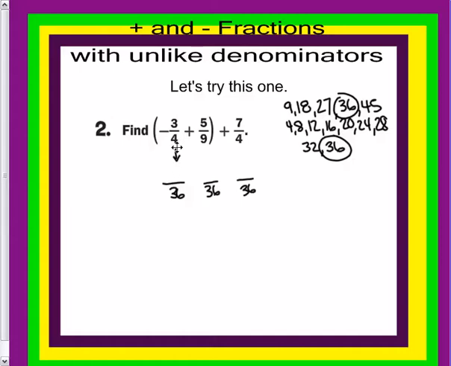So if we take 3/4 times 9, each of them, 3 times 9 would be 27, so that would be a negative 27. If we take 4 times 9, we get 36, so 5 times 4 would be 20. And down here, again, we've got to multiply it by 9, so 7 times 9 would give us 63.